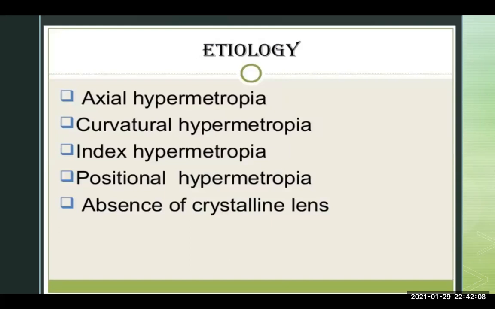Etiology of the refractive errors may be axial or curvature, as I mentioned, or index, related to the nature of the lens, nucleus, and contents. So the index means changes in the nature of the media through which the light rays pass, which may lead to refractive error. Positional hypermetropia or absence of the crystalline lens, which is aphakia. This is the etiology of hypermetropia.